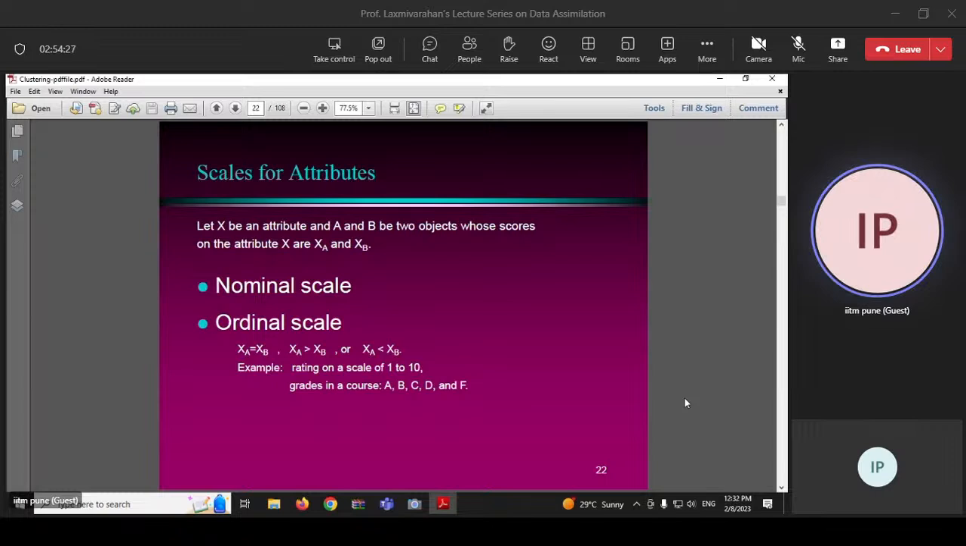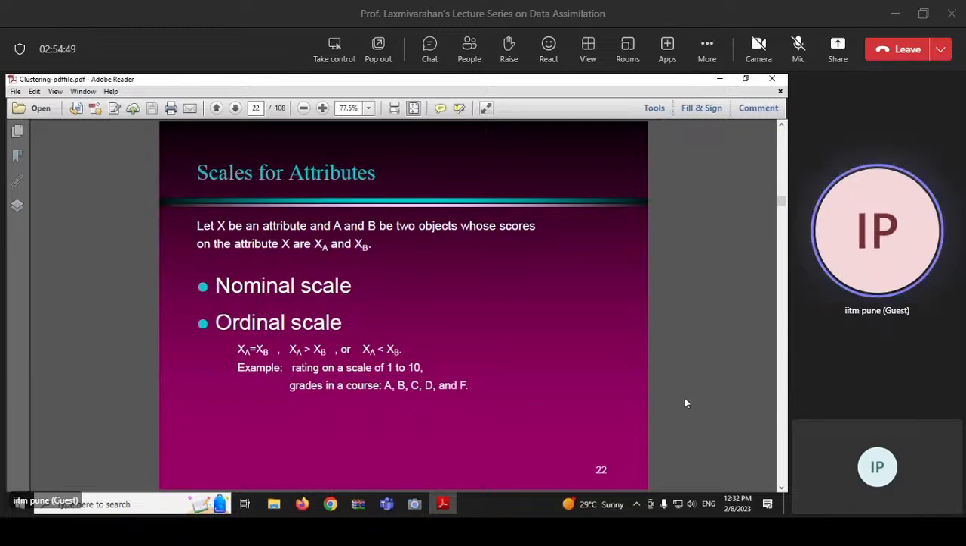We want to rate a movie in a scale of 1 to 10. We know rating 5 is not equal to rating 2. We also know rating 5 is better than rating 2. So here you can test for equality and also you can order.